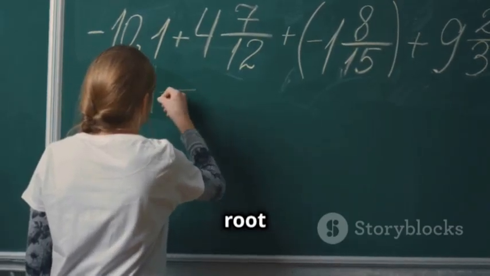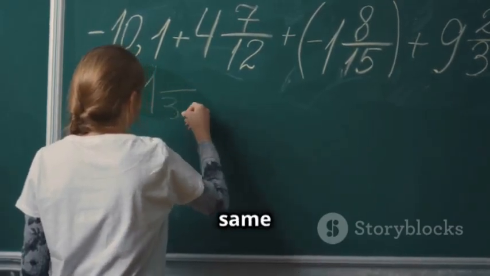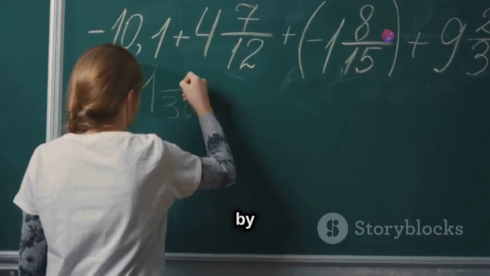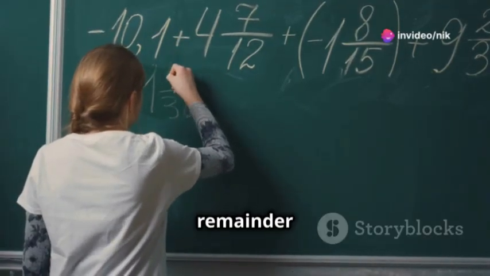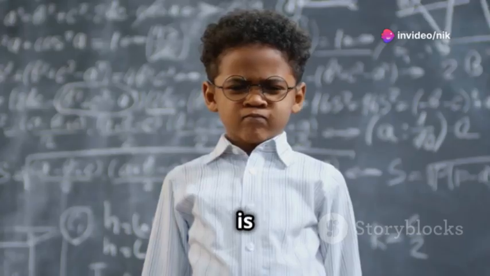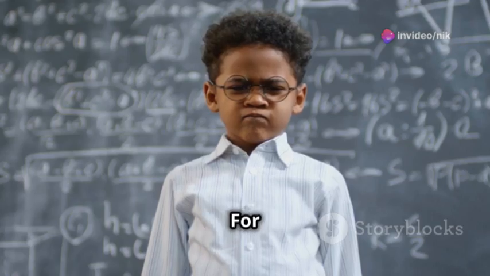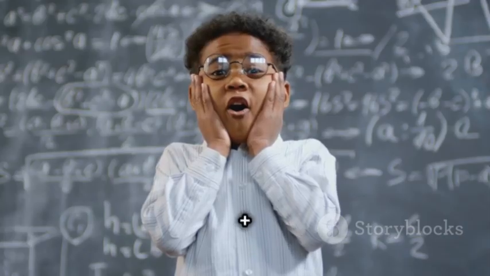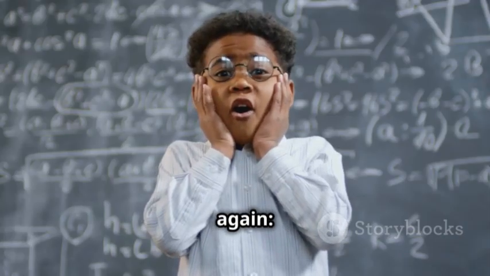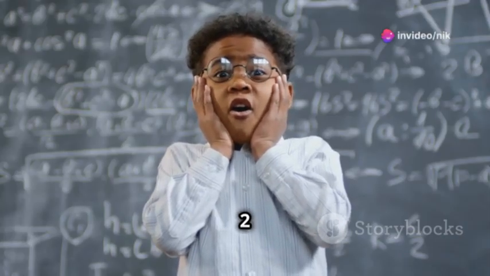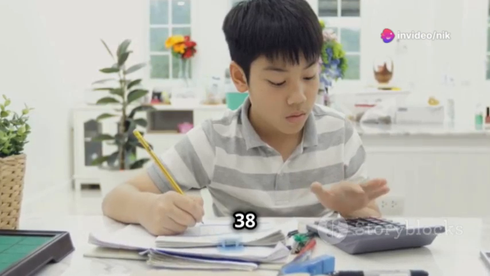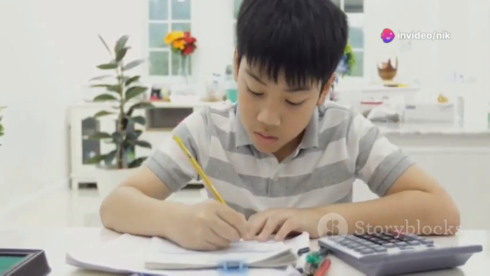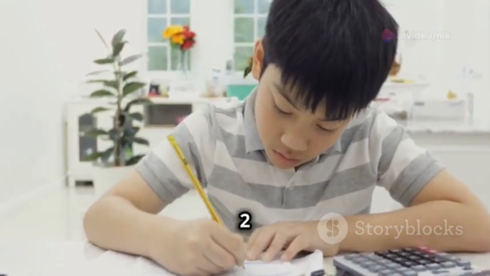Properties. The digital root of a number n is the same as the remainder when n is divided by 9, except when the remainder is 0, in which case the digital root is 9. Example: n equals 38. Sum of digits, 3 plus 8 equals 11. Sum again, 1 plus 1 equals 2. Therefore, the digital root of 38 is 2, which is also 38 mod 9 equals 2.